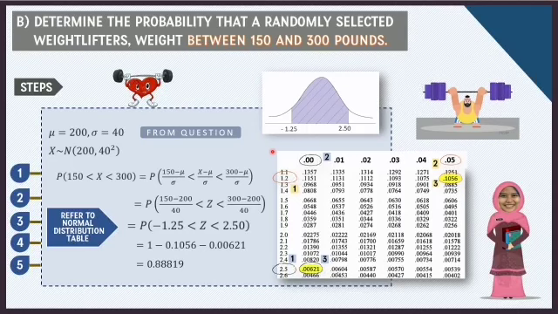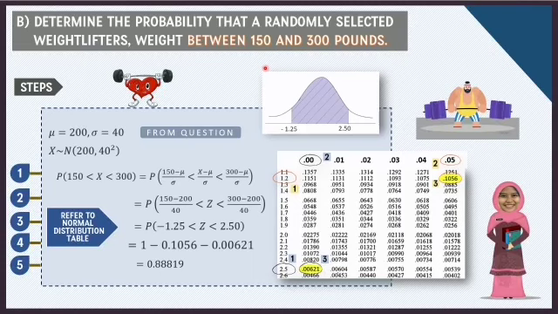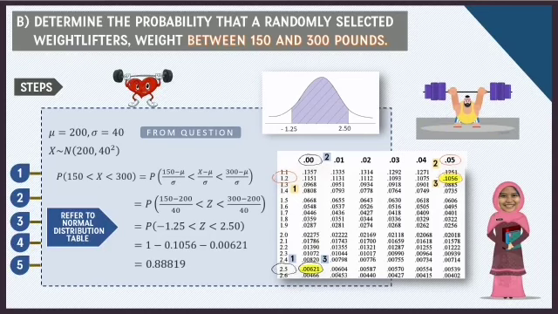As you can see here, the shaded region is in the middle, as the value of z is between negative 1.25 and 2.50. As I stated before, the whole probability or the whole graph is equal to 1. So we need to minus those two values of z from 1. So 1 minus 0.1056 minus 0.0061, and we get the answer 0.8883, and this is our final answer.